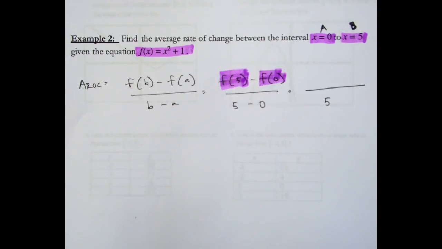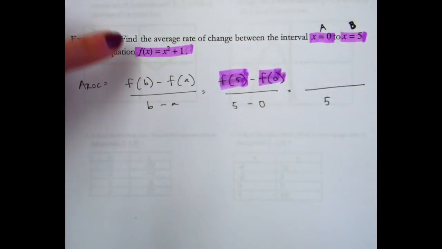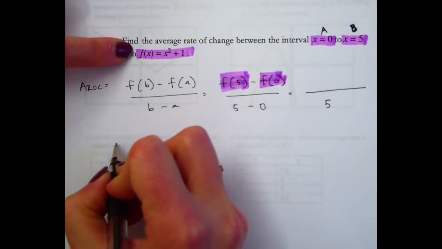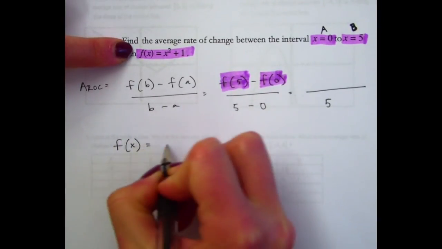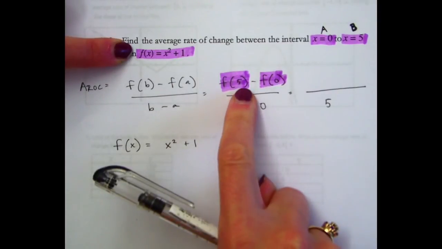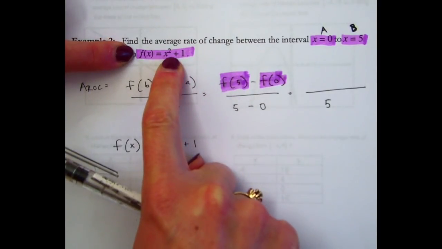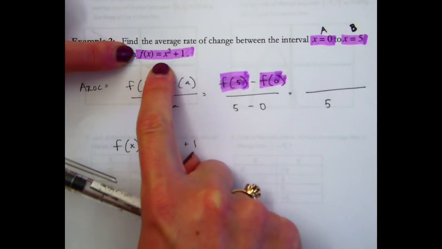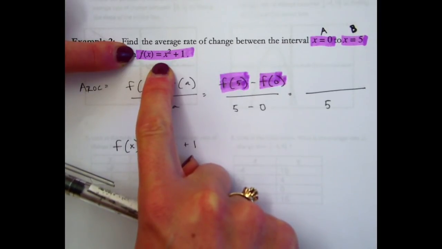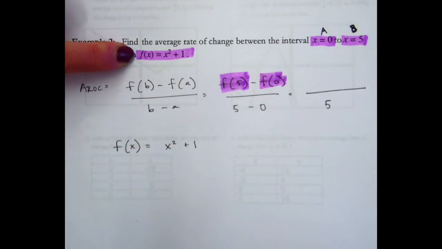So one piece of information I have that I haven't used yet is this equation. So let's copy down this function, this equation that I was given, f of x equals x squared plus 1. So even though I don't have output values or y values, I have an equation, and I can plug my input values into this equation to find my output values, and then I can plug those into the top of the equation to give me my change in output over change in input.